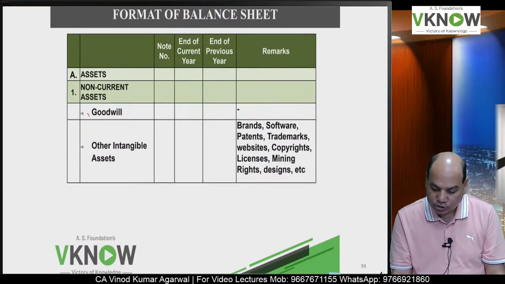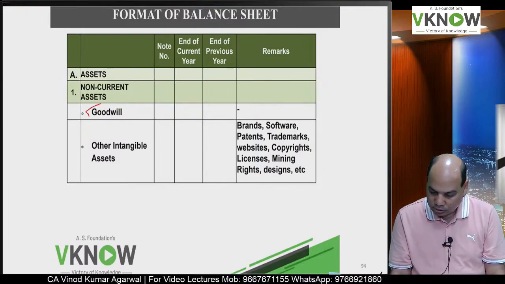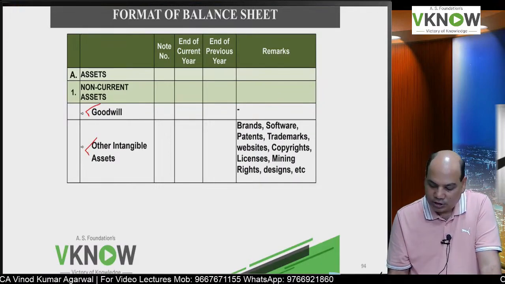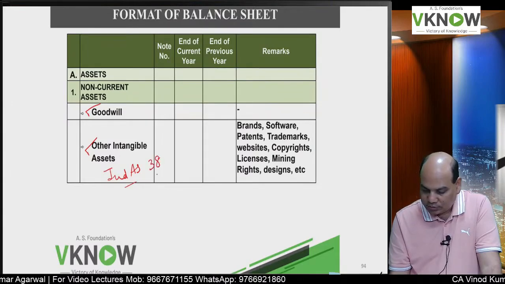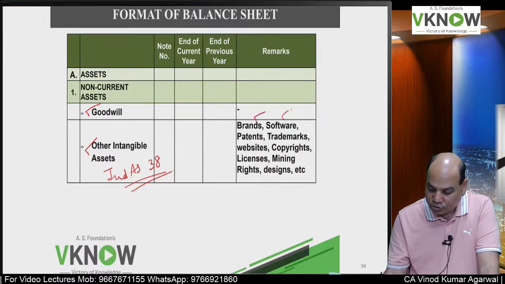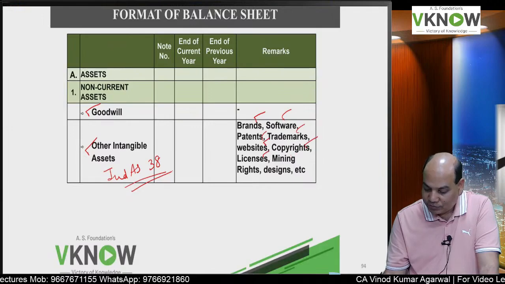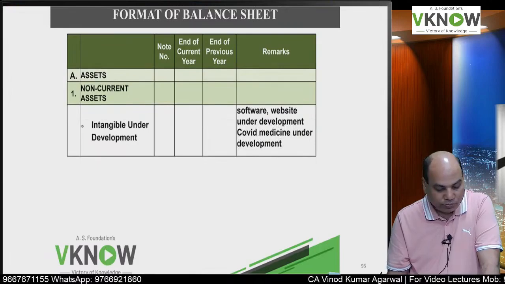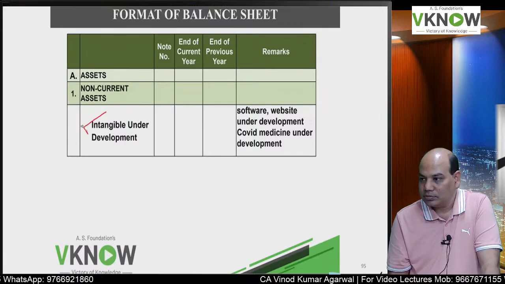Then next item you will disclose is separately goodwill. Then you have to disclose other intangible assets. Which standard deals with intangible asset? Any idea? Ind AS 38. And what are the examples of intangible asset? Brands, software, patents, trademark, website, copyright, license, mining rights, designs. These are intangible asset. Similarly, you have intangible asset under development.